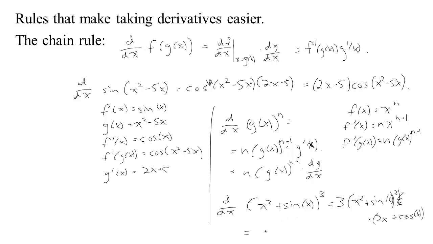So for the derivative here, we have 3 times x squared plus sine x, squared, times 2x plus cosine x.